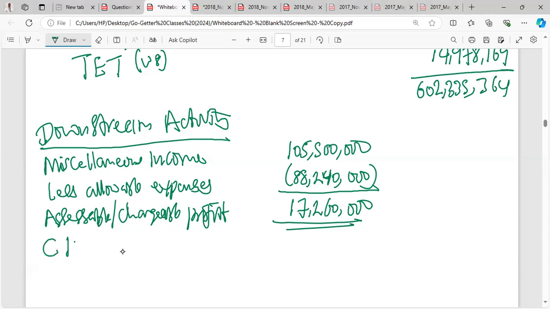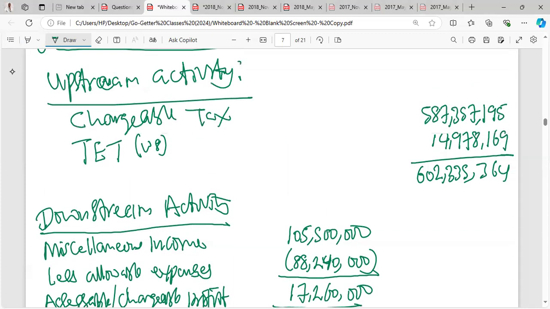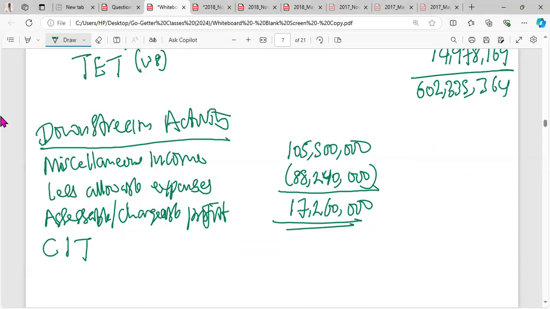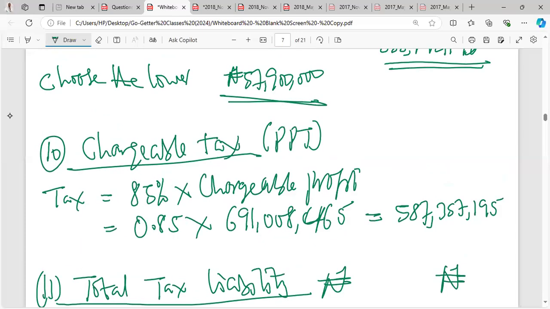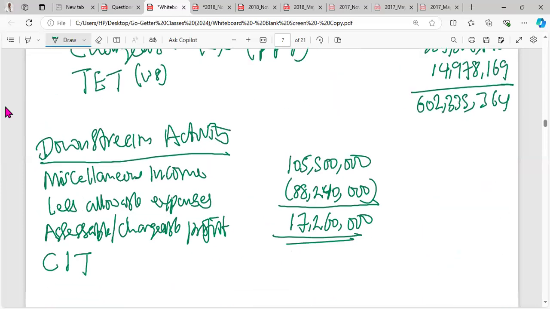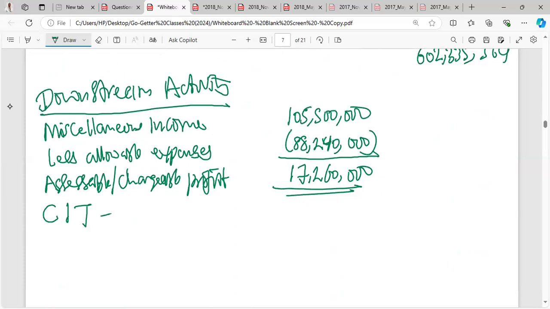All right. Now your company income tax. So this is company income tax. Unlike this one, which is chargeable tax, which I will call petroleum profit tax. So let me just change this one to chargeable tax here and call it petroleum profit tax. Okay, because it's upstream activity. So this is downstream activity. This is going to be 30% of 17,260,000.